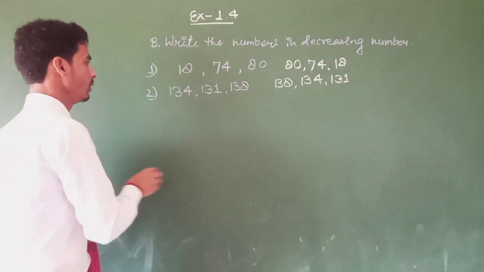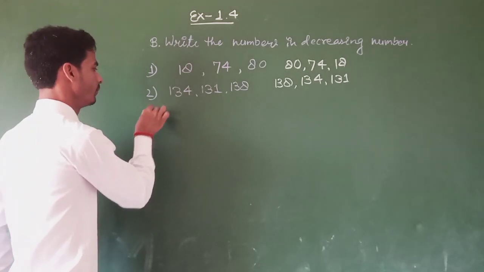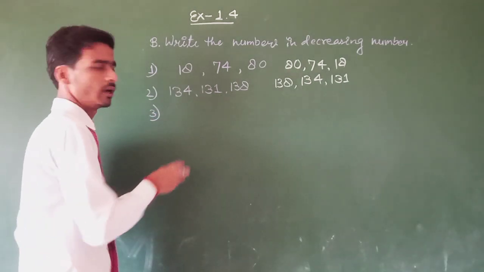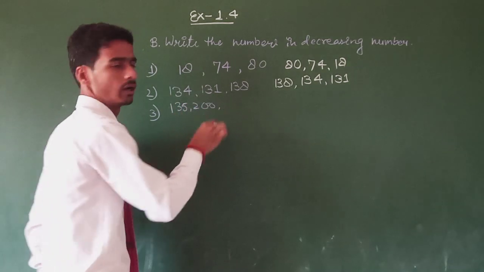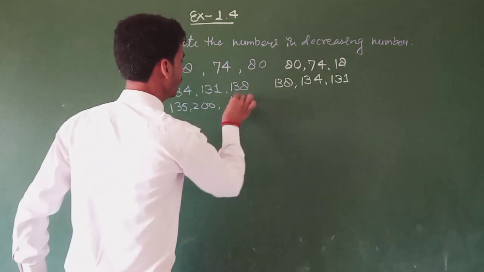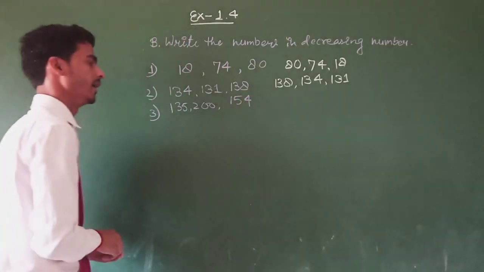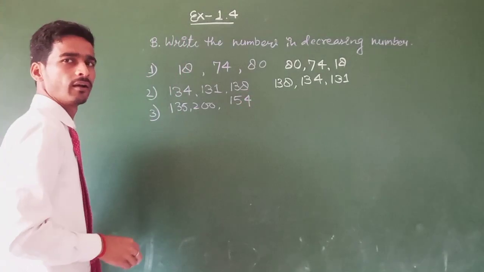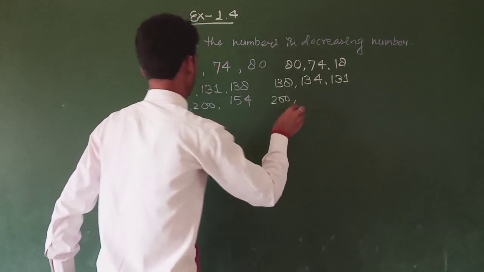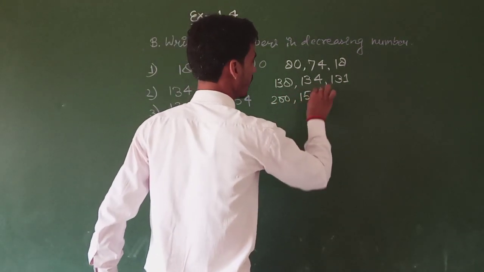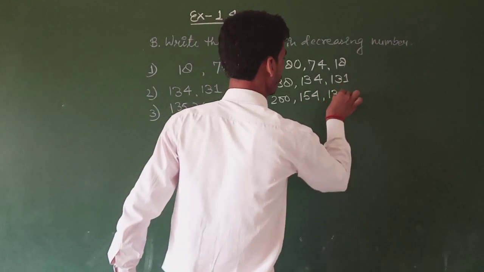Now come on the next question, question number third: 145, 200, 135 and 154. When we arrange it in decreasing order, firstly we have to write greatest number. So greatest number is 200, and after that 154, and after that 135.